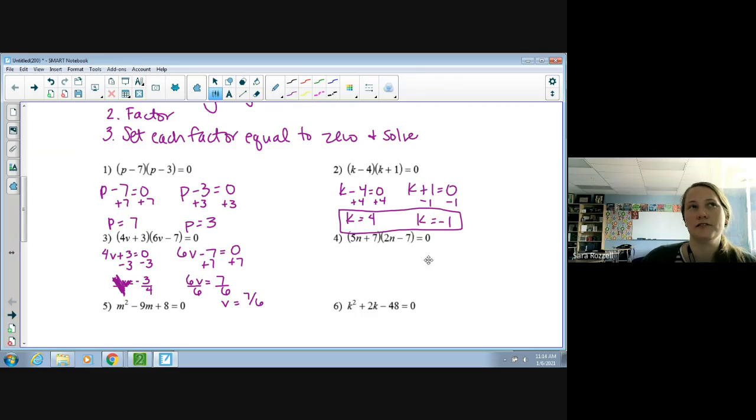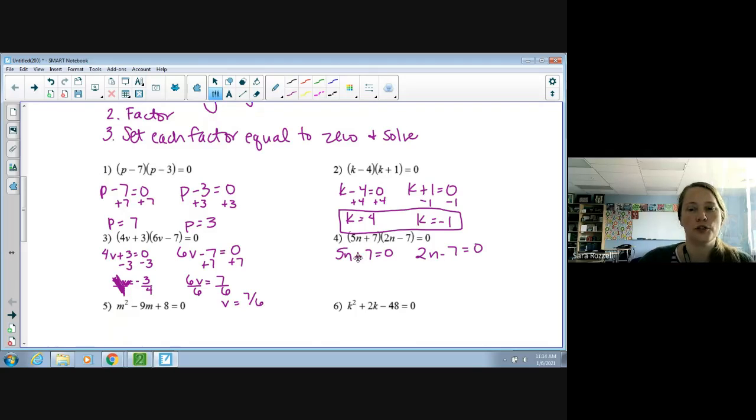Set them equal to 0. Follow what we did in number 3. And get the variable by itself. All right, so let's make sure everybody's good on the first part, that we are setting them both equal to 0. I think we all got that correct. Everybody agree? We set them equal to 0?